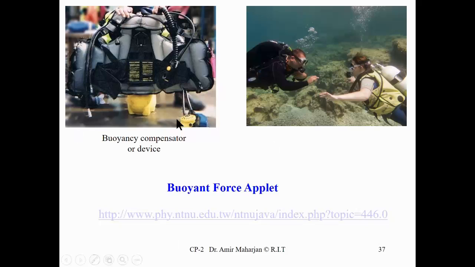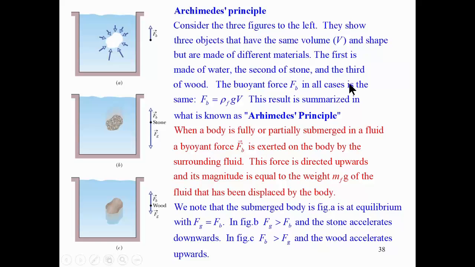So this is an example of a buoyancy compensator jacket. The deep ocean divers actually need that, because you have to compensate the buoyancy acting on your body. So you will have to increase or decrease the buoyant force during the diving.